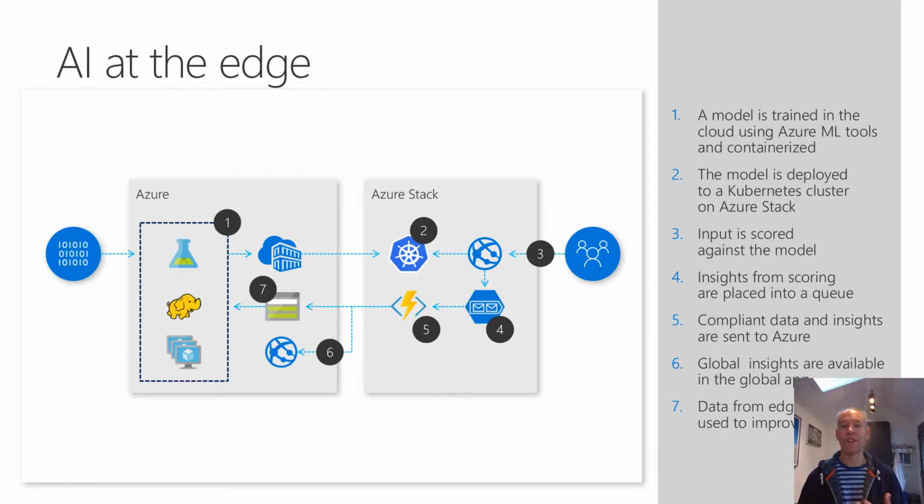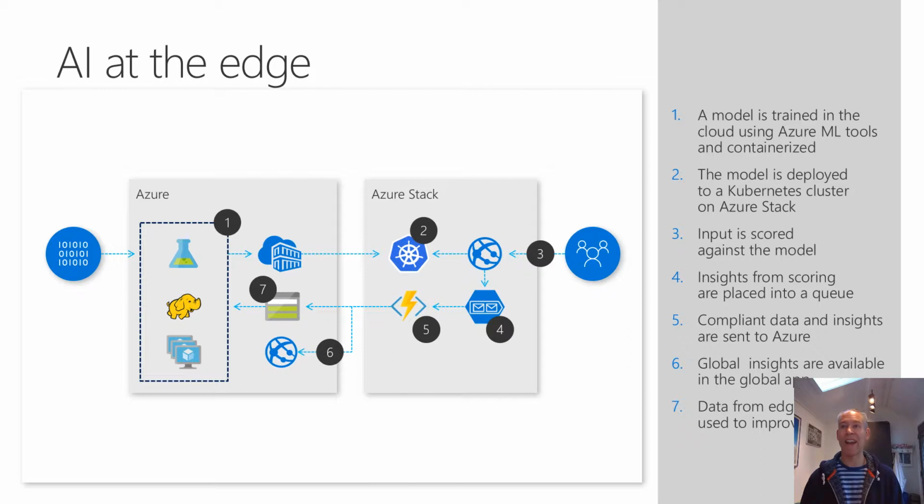So here's a quick overview of it. In the solution, the step-by-steps will show you how to build and train a model for machine learning in Azure, in public Azure. You can take that model once it's trained, export it, and take it across and deploy it to a Kubernetes cluster running on Azure Stack. So the basics of that model will now be available to consumers inside Azure Stack. You could then disconnect your Azure Stack and take it away to the edge or wherever you're going to have inputs. The inputs are scored against that model, and there are initial insights from that scoring placed into a queue.